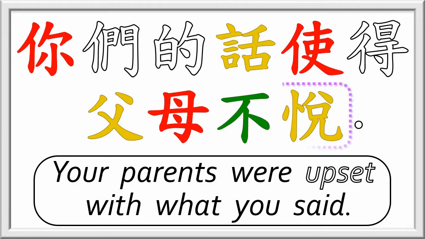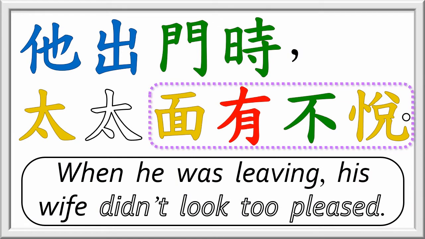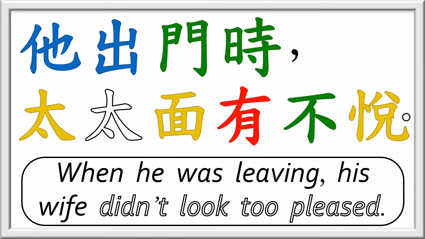And now, here are two examples of 悦, the eventual choice as the character for pleased or delighted. 你们的话使得父母不悦. Your parents were upset with what you said. 他出门时，太太面有不悦. When he was leaving the house, his wife didn't look too pleased.